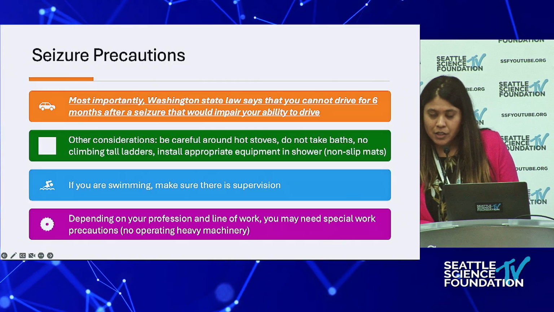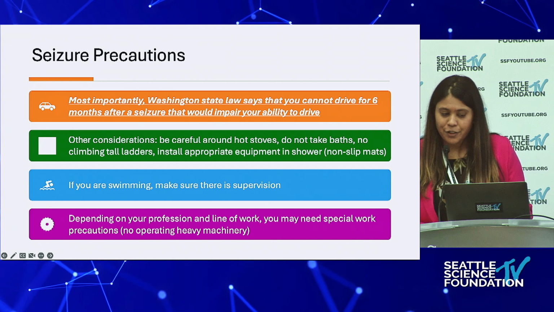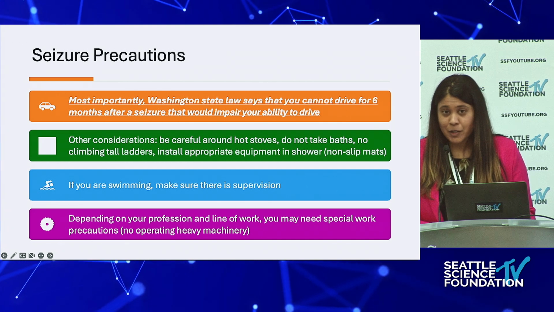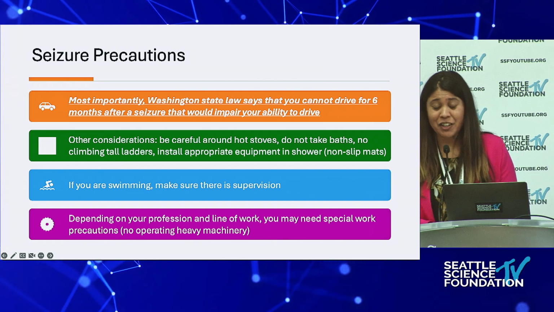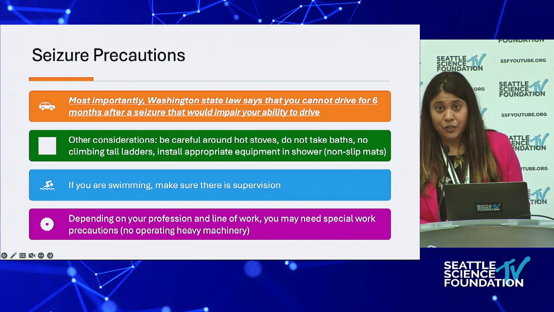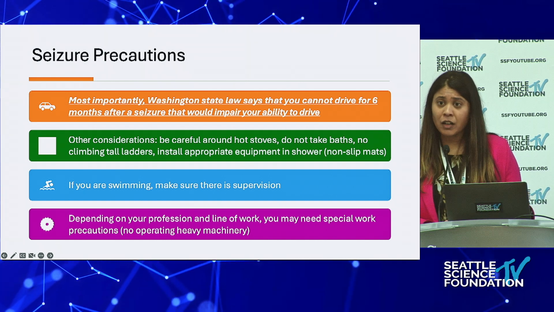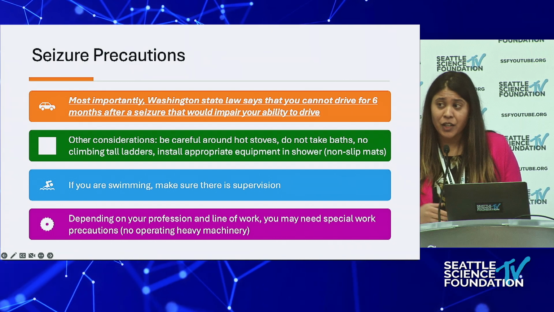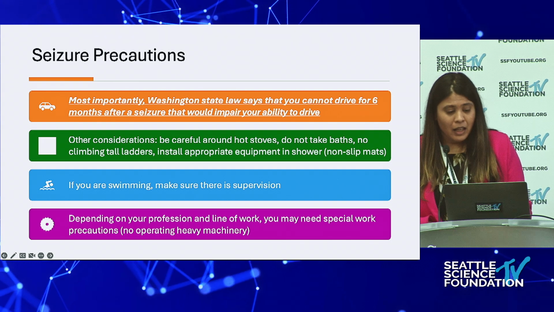The seizure precautions. Most importantly, Washington state law says that you cannot drive for 6 months after a seizure that would impair your ability to drive. This is probably one of the more difficult things that I have to tell patients after a seizure, and I know it's not fun to hear, but it's really, as you can understand, for your safety and the safety of others. If you were in a car and you had a loved one in the car and were driving and had a seizure, just imagine what could happen. You could hurt yourself, hurt your loved one, and also hurt other people.